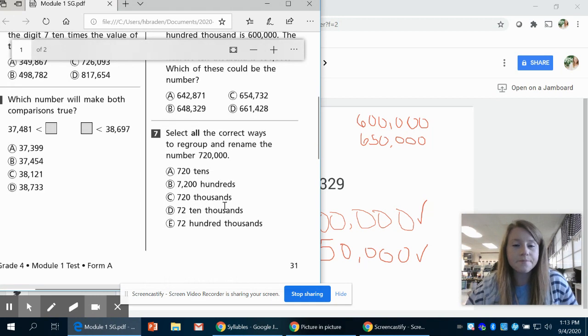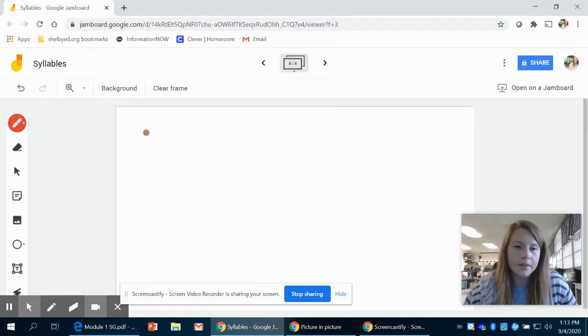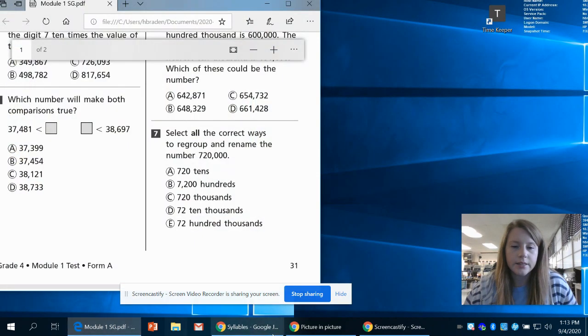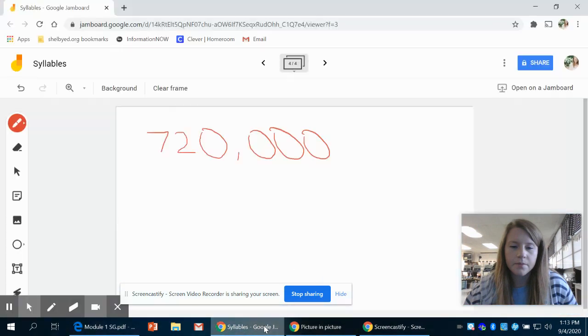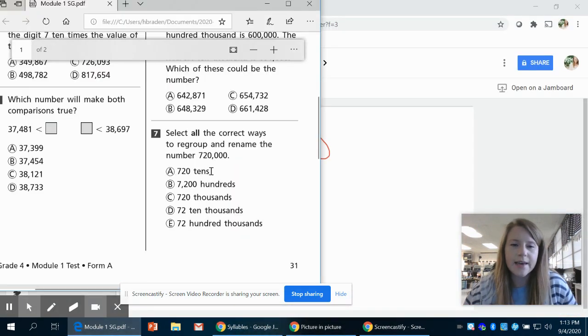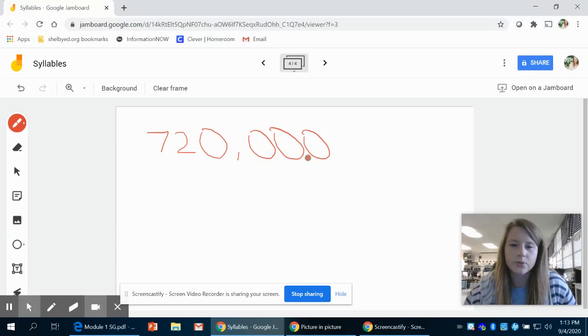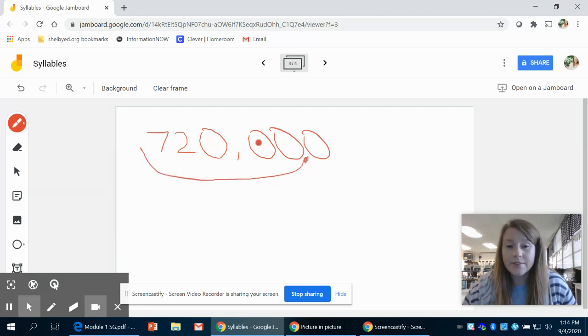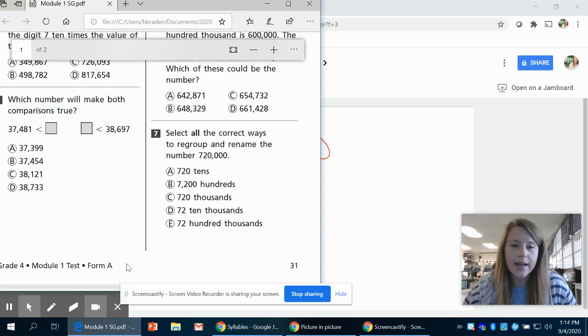All right, number 7. Select all the correct ways to regroup and rename the number 720,000. Okay, 720 tens. Let's see how many tens that's equal to. So here's my ones, here's my tens. I'm going to draw a dot there. Scoop all the way to the beginning. Is that 720 tens? No, that is 72,000. So it is not A.